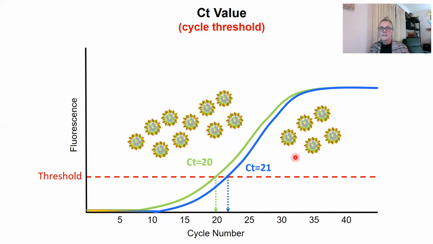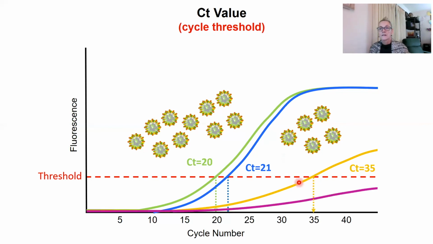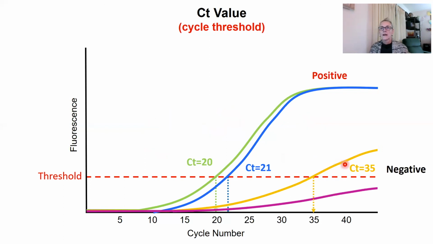You can have other CT values that come up much later, so at cycle 35, and some that never even cross the threshold. It's generally thought that past cycle 35, we're just measuring perhaps residual RNA in the sample and not intact infectious virus. So generally speaking, if the CT value is less than 35, we call that a positive sample, and if it's higher than CT 35, we call that a negative sample.